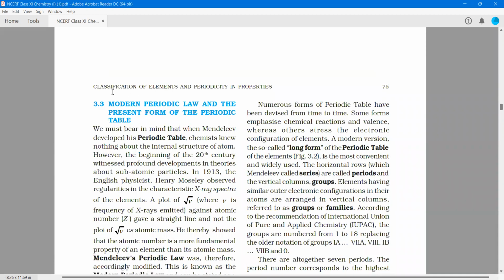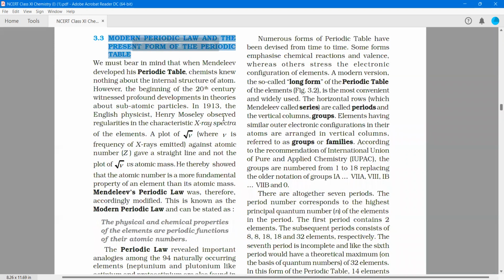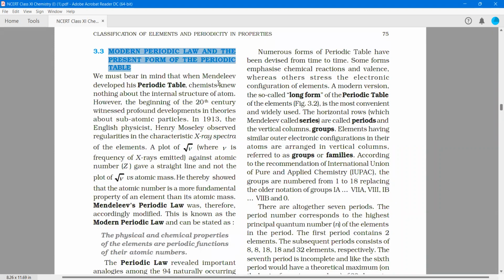So what is the modern periodic law and the present form of the periodic table? So we need to know this also. So we must bear in mind that when Mendeleev developed his periodic table, chemists knew nothing about the internal structure of the atom. So basically, the subatomic particles were not known at that time.